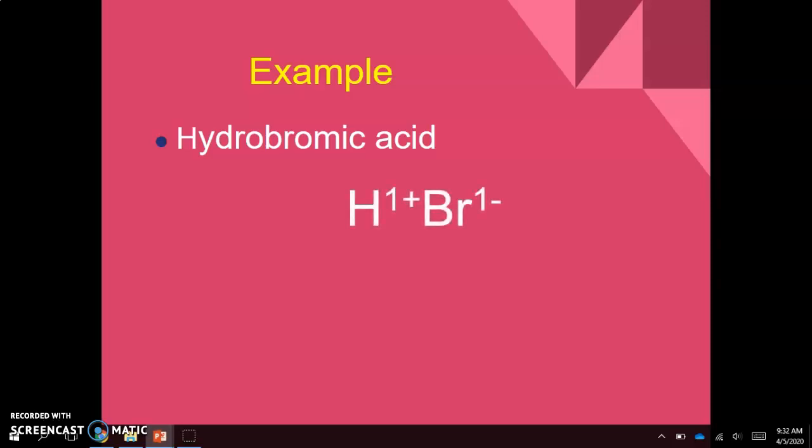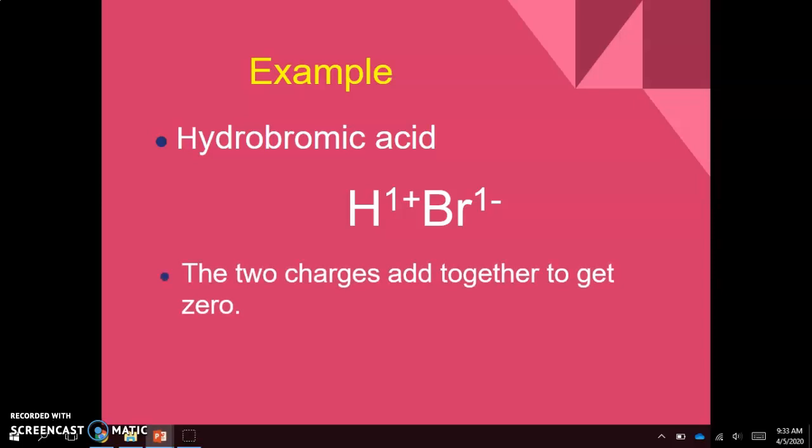Anytime you're watching these lessons, you're going to want to have your reference tables in front of you. If we look at the charges typically on hydrogen and bromine, we find that hydrogen is 1+. Remember, hydrogen's in group 1. Bromine is going to be a 1- charge, so it tends to take on one electron to fill its outermost valence shell. A 1+ and a 1- cancel each other out, so the two charges add together to get 0. So our formula for hydrobromic acid is going to be HBr.